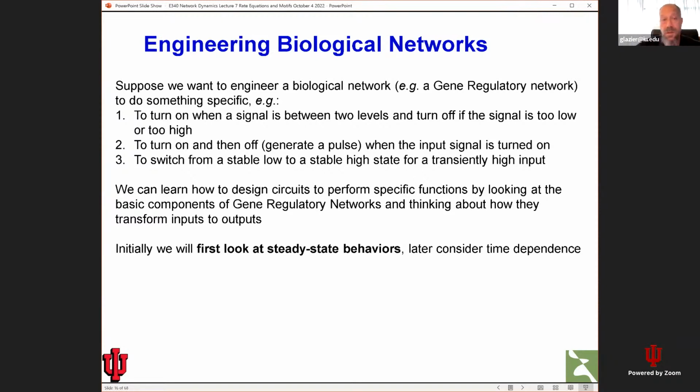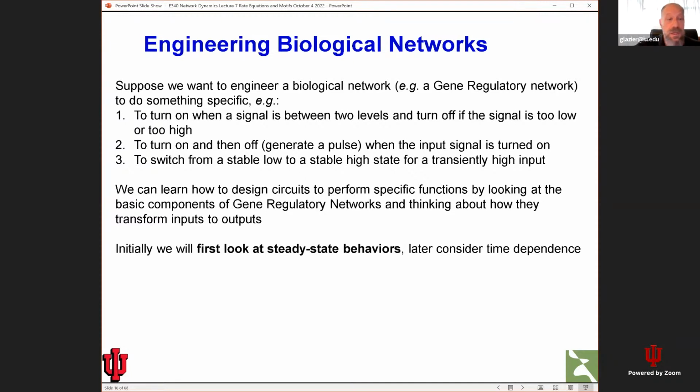What if we wanted the network to, as we turn it on, make a pulse of the chemical and then stop? That clearly also can't be done by a single activator or a single inhibitor. What if we want our network to switch from being off to being on as a result of our input, but then not care about the input anymore, to be a latch? That also can't be done by a single activator or a single inhibitor.